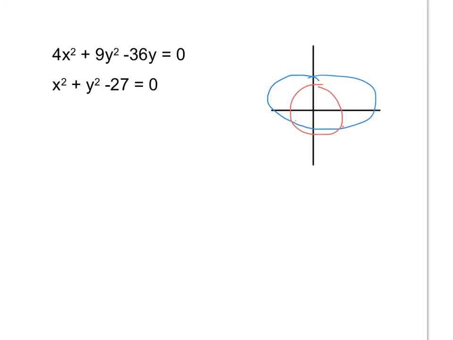If my circle were bigger, I could have up to 4 answers. If my circle were smaller, I could have no answers. It's also possible that my circle could intersect the ellipse 3 times. So let's figure out what's going on here.